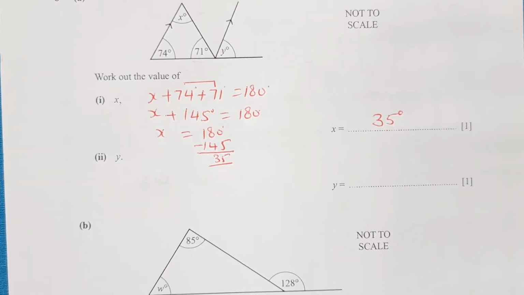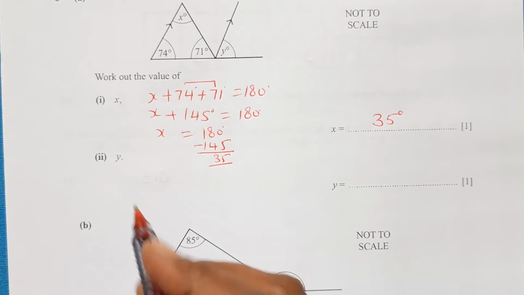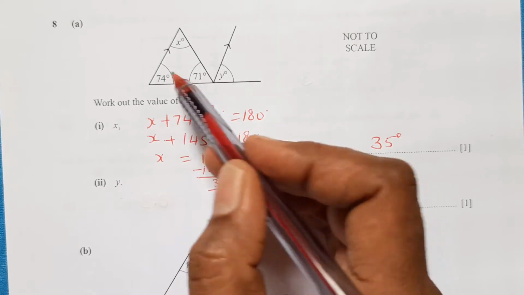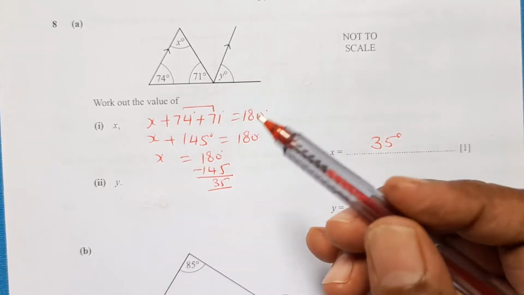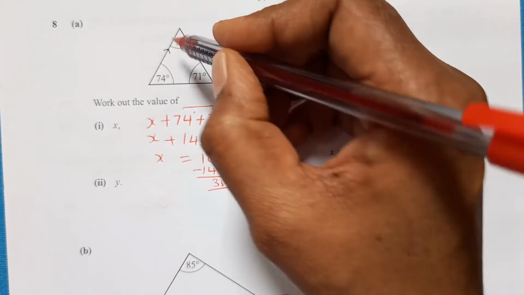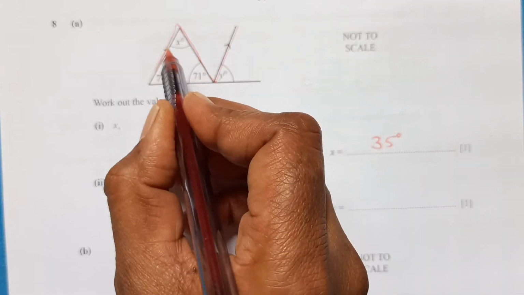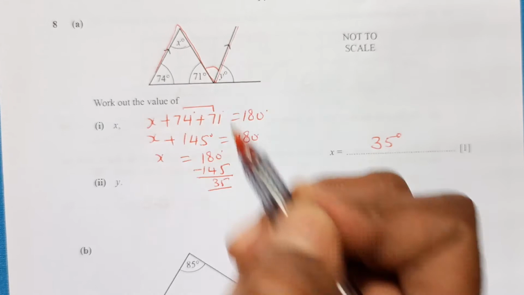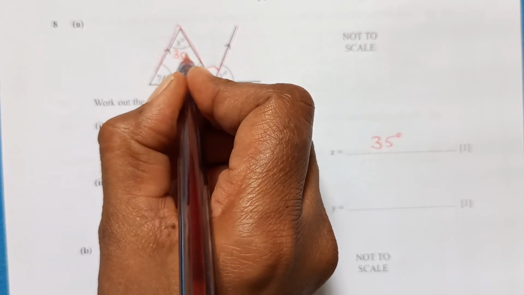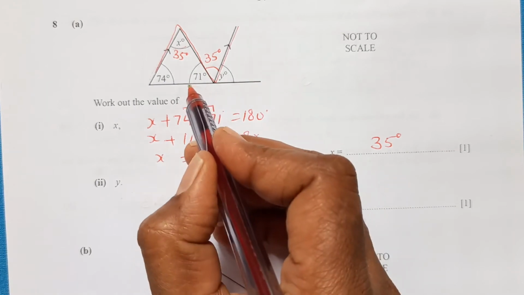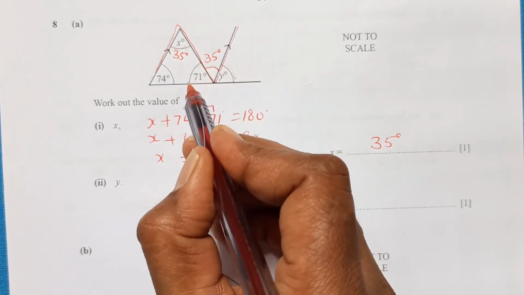So now part B, we need y. So y is here, as you can see here it is y. But if you see, this line and this line are parallel and they make a Z shape here. So that means this angle is x, this will also be x. So x is 35 degrees now. So this will also be 35. So now this is angles on a straight line.